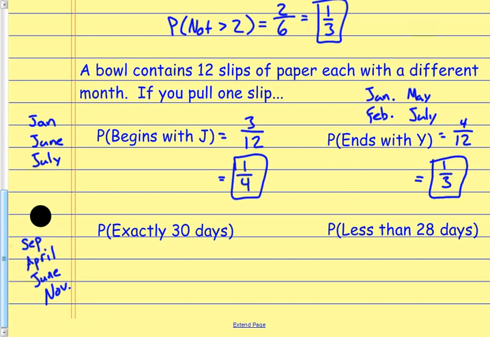So right here, I've got 4 months that fit this criteria, so there's 4 ways that this can happen over a total of 12 months, which reduces to a 1/3 once again.